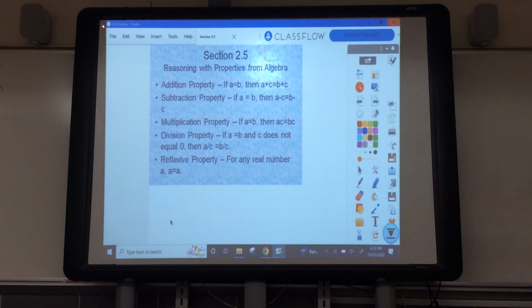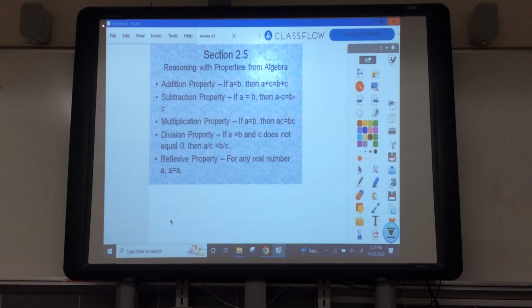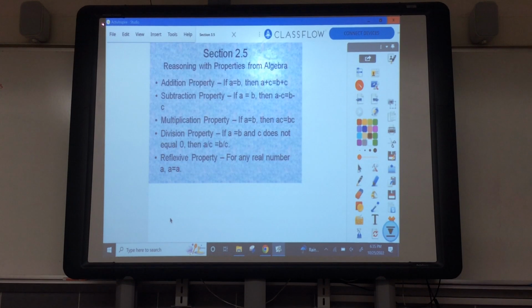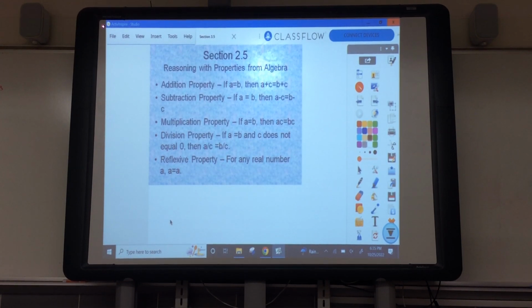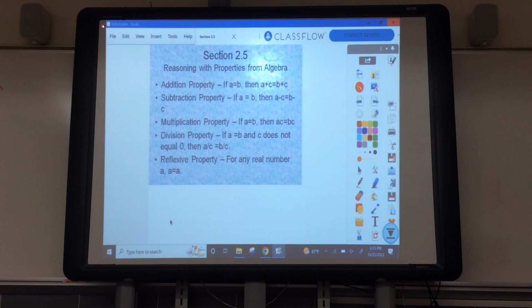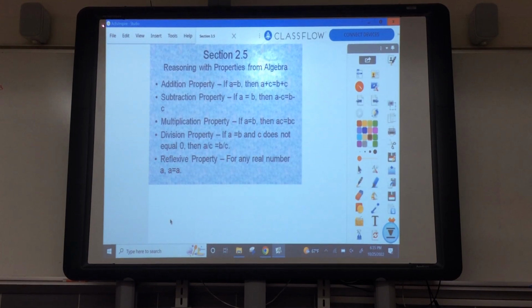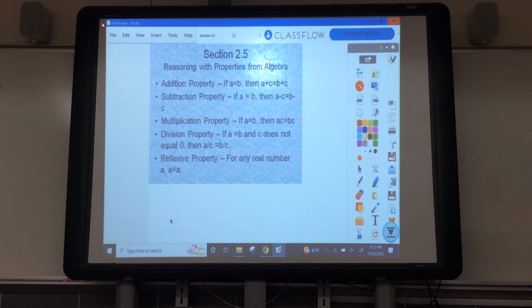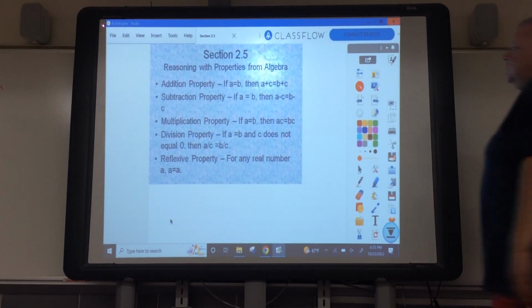Okay, today we're going to take a look at reasoning with properties from algebra, and this first slide is going to give you a lot of the properties that you've already known from the time that you were little. For example, if A equals B, then A plus C equals B plus C. If A equals B, then A minus C equals B minus C. In other words, what you do to one side of an equation, you do to the other.